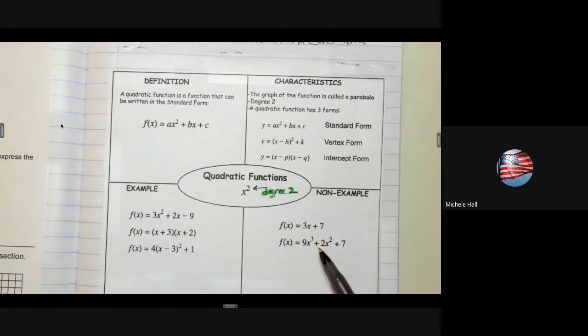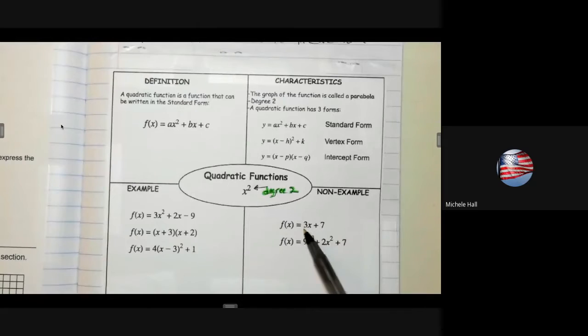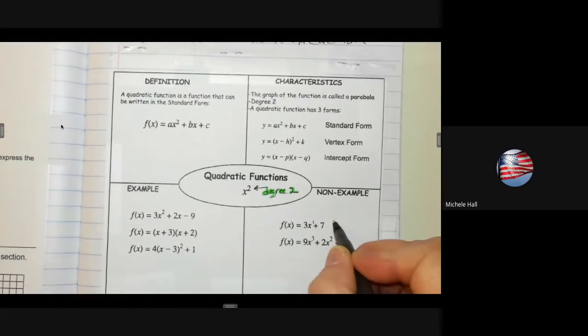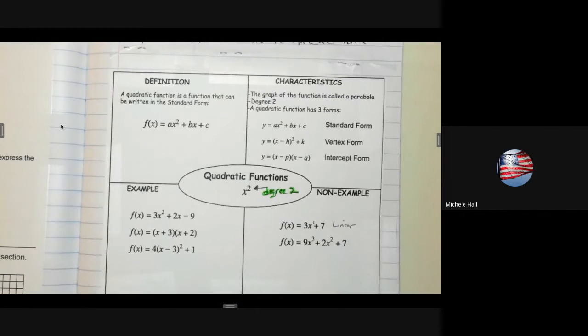If I look at the non-example, the highest degree that I have here is a 1. This is a linear function, not a quadratic. A linear function always has a degree 1. And then here is a cubic, and we will be getting to those later. It's not a square. This is a polynomial or a cubic.